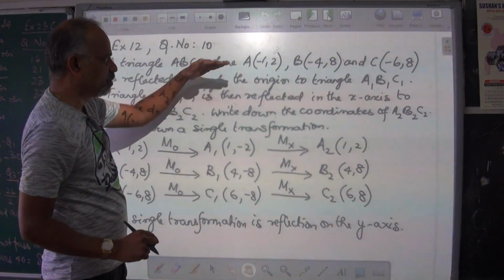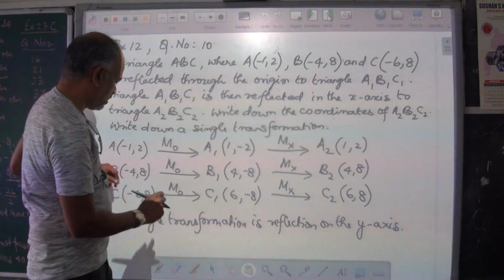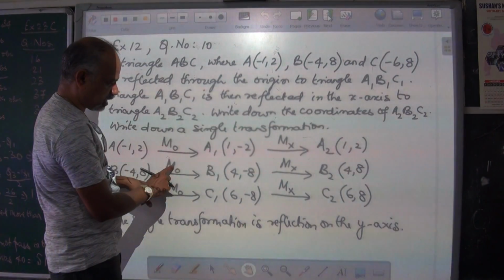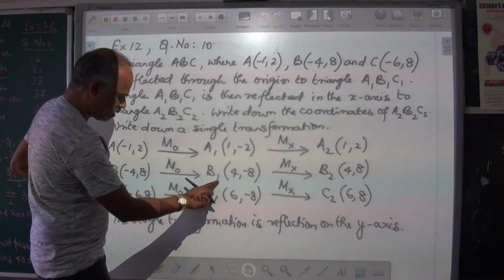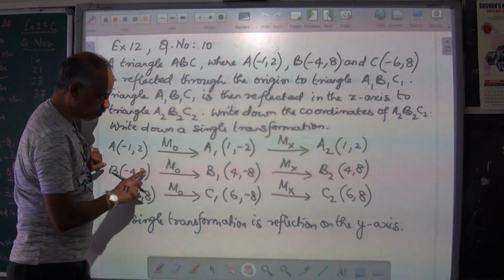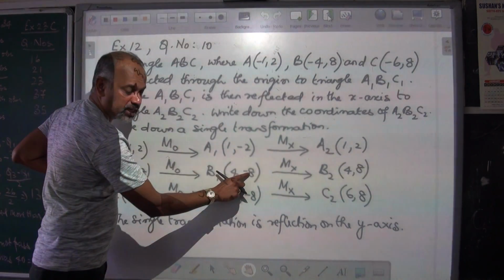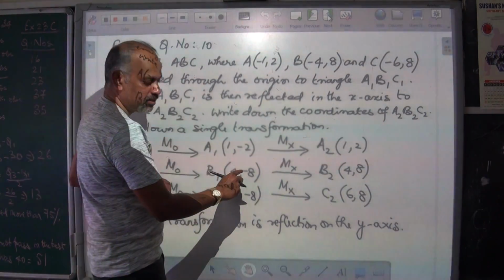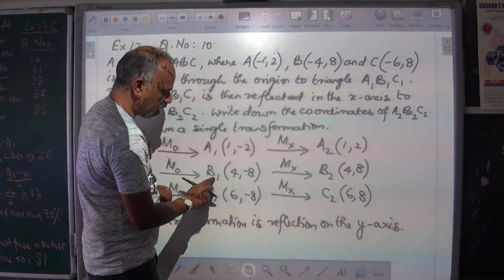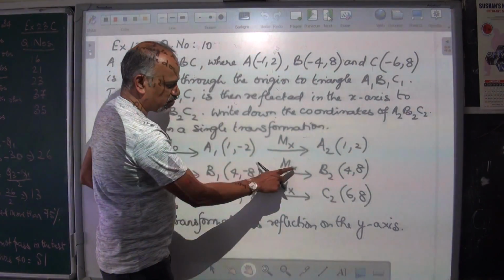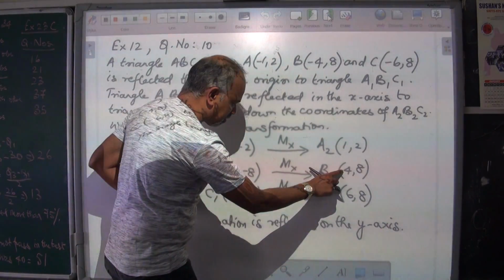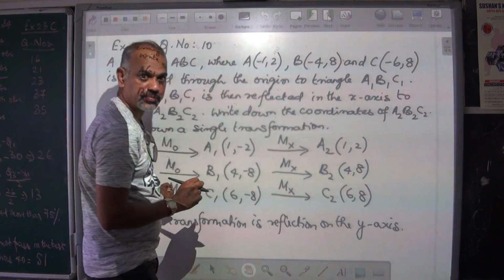Do the same thing with B and C. B's coordinates are these. First it is reflected in the origin, that's MO. B becomes B1. If you reflect any point in the origin, both signs will change. That is -4 becomes 4, 8 becomes -8. And then you continue reflection on the x-axis, that's MX. B1 becomes B2. When you reflect any point on the x-axis, y coordinate sign will change. So 4 remains same, minus 8 becomes 8.